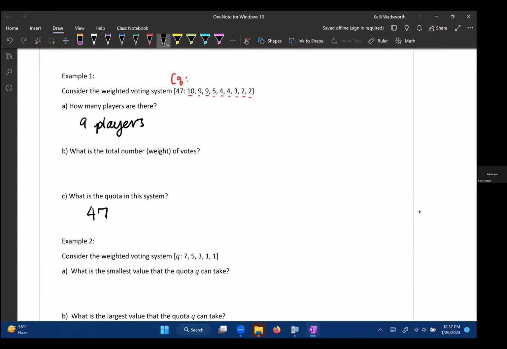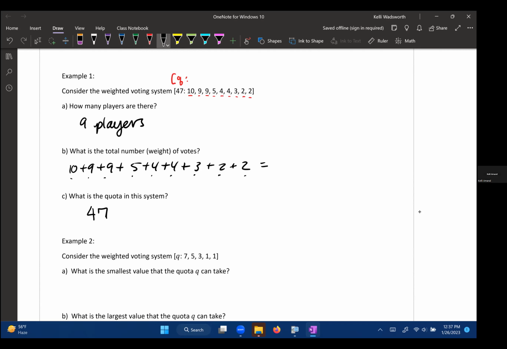So the total number of votes, the total weight of all the votes together, you just add up all the weights, right? So that's going to be 10 plus 9 plus 9 plus 5 plus 4 plus 4 plus 3 plus 2 plus 2. 1, 2, 3, 4, 5, 6, 7, 8, 9. And just add those all up.